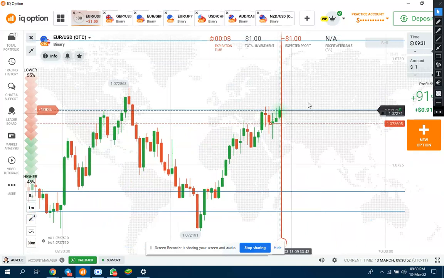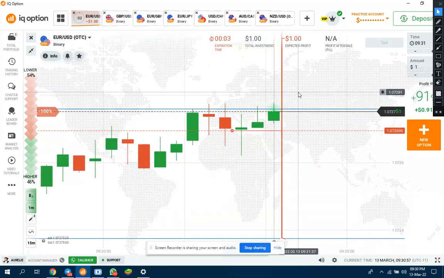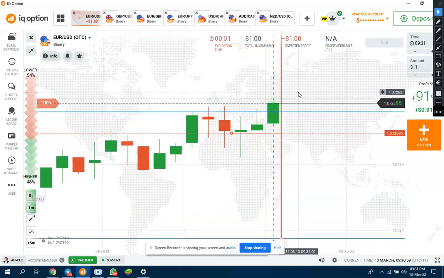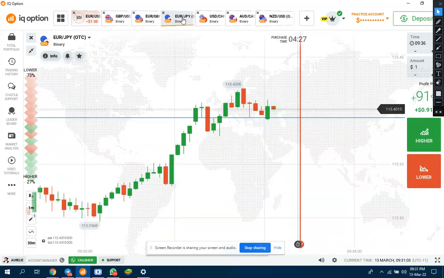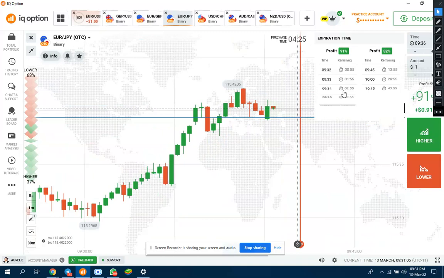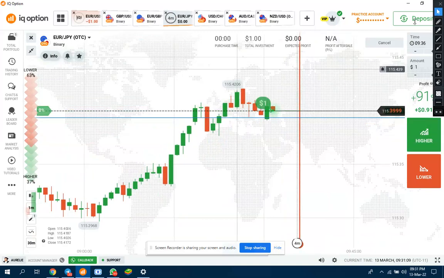I think this is a wrong entry. Okay, that is a losing trade. Let's see Euro JPY. Euro JPY, I go with 5 minute expiry time.